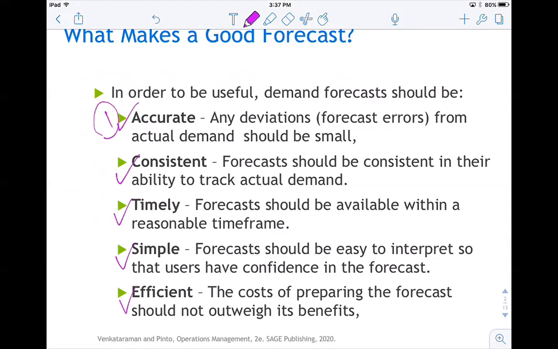Okay, a good forecast should be consistent, meaning that your forecasting method, whatever method you're using, is giving you a good, reliable forecast with minimum error this week, and then next week it's giving you a huge deviation from your actual value. That's not really being consistent. You can't really rely on that forecasting method.